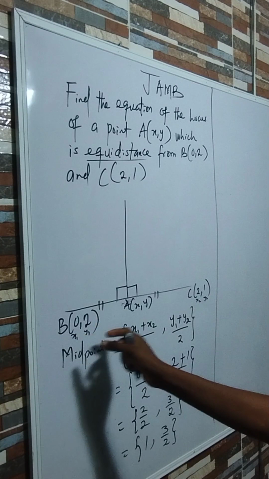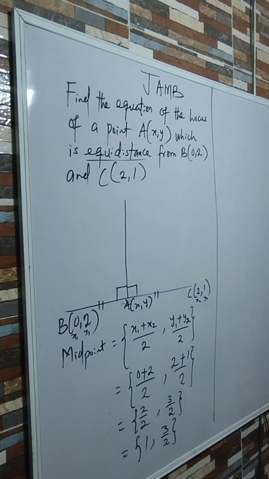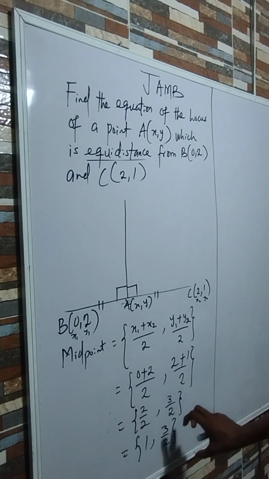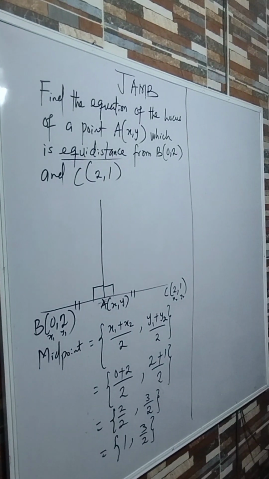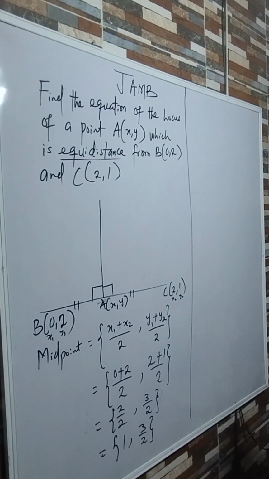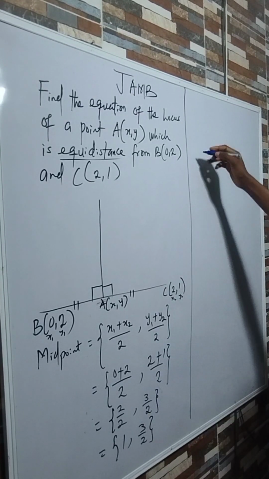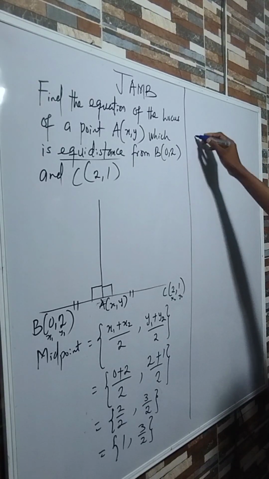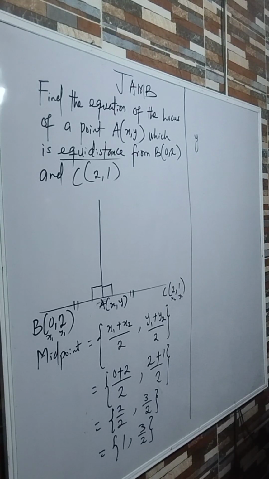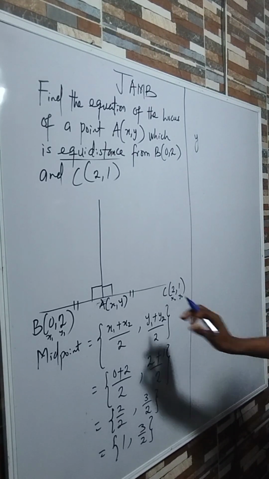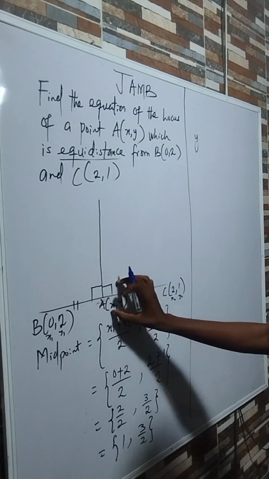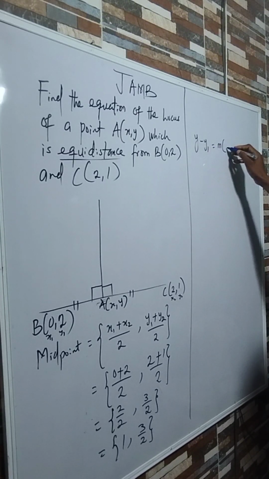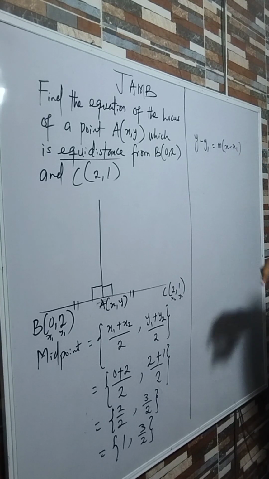Now you've been able to get the midpoint, which is (1, 3 over 2). The next thing you expect to do is to find the equation. The equation you want to find is the equation when we have a gradient and one point. Gradient and one point, because we have one point here, which is y minus y1 is equal to m open bracket x minus x1.